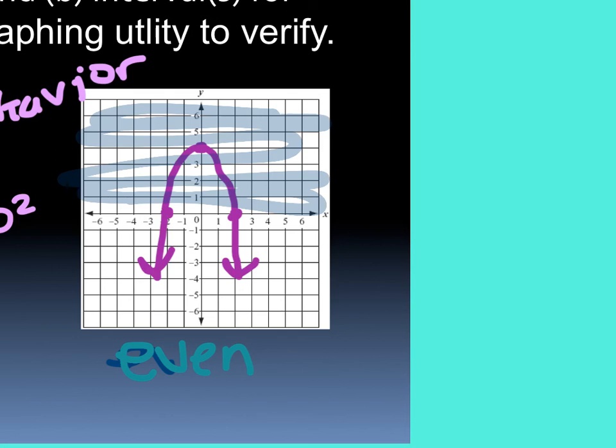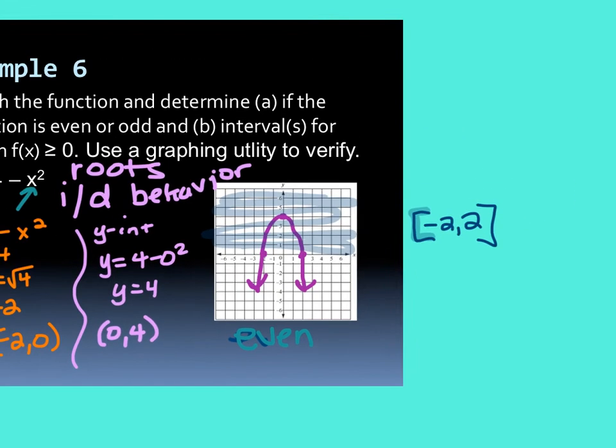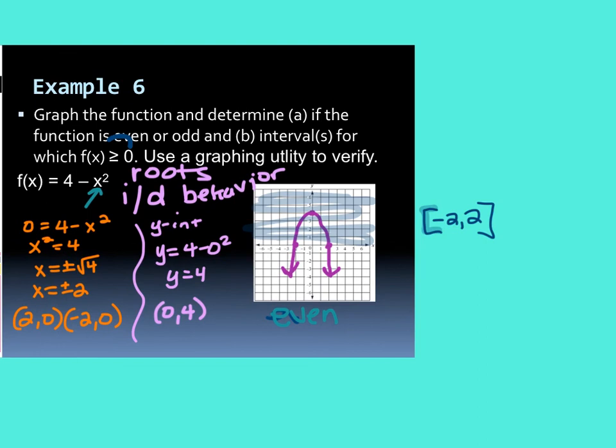Interval notation. So what's the interval for which it goes bigger than 0? You're right. Negative 2 to positive 2. And it gets a bracket simply because this says or equal to. If it just said greater than, I'd have a parenthesis. But because it's asking for where it's greater than or equal to, it gets a bracket.